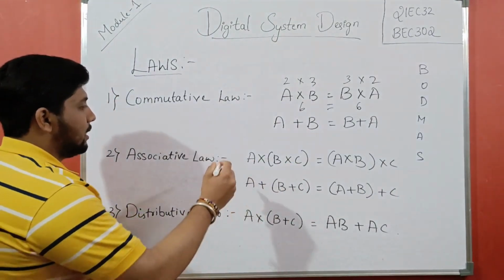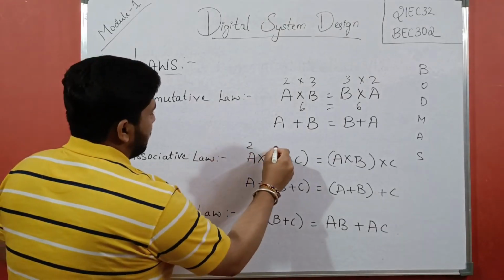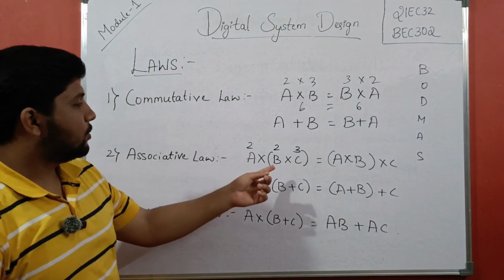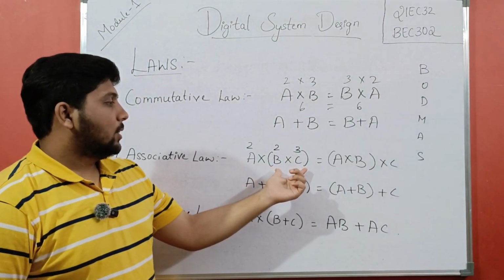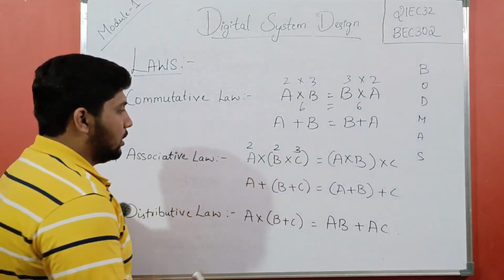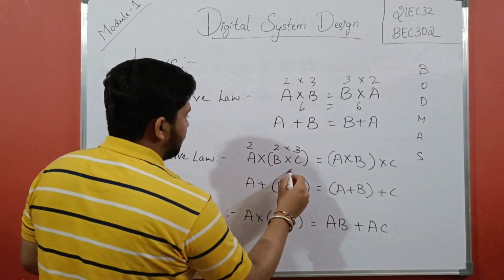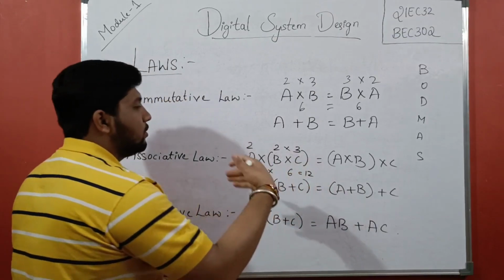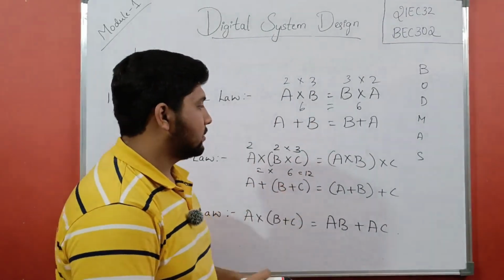For example, let's say I take A to be 2, B to be 2, and C to be 3. Now first I have to multiply the numbers inside the bracket. So 2 3s are 6, and 2 6s are 12. So I got 12. You can do the same thing on the other side as well, and you will be getting the same answer.